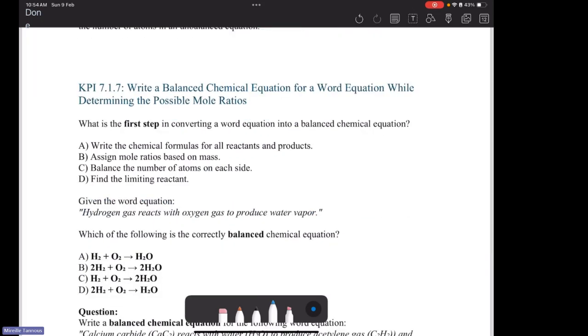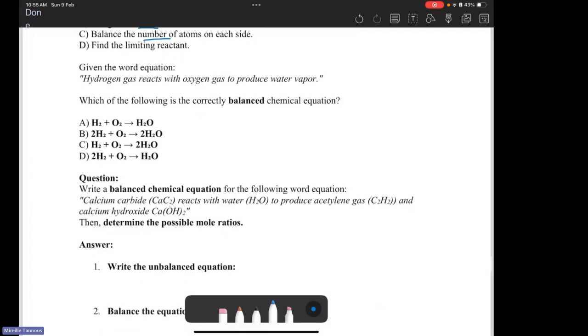Moving on. What is the first step in converting a word equation into a balanced equation? Well, you need to know the name and the formula of these reactants and products. Yeah, the word equation, we don't need to write the balancing. We don't need to write the numbers of the coefficients.